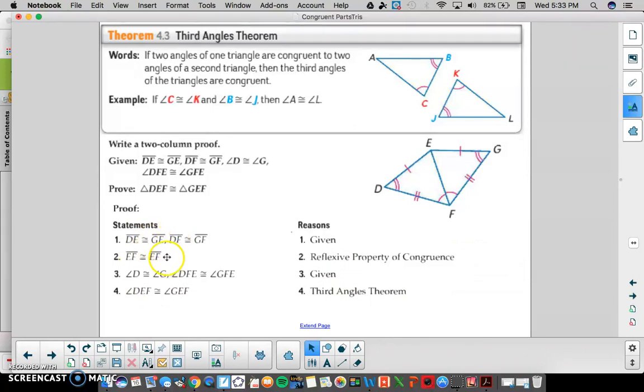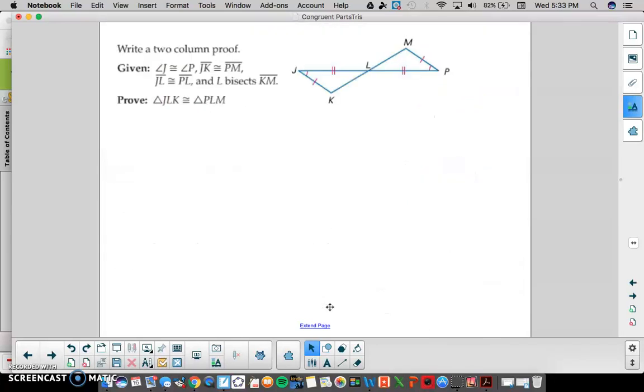Well, now we have all three sets of sides that are congruent and all three sets of angles that are congruent. So all of our parts for those corresponding pieces are congruent. So now we can say the two triangles are congruent because of the definition of congruent polygons. And that definition said if we can prove all of the parts are congruent, then the polygons are congruent. All right, here's a two-column proof I want you guys to try. I want you to prove that triangle JLK is congruent to triangle PLM. It's actually very similar to the last example.